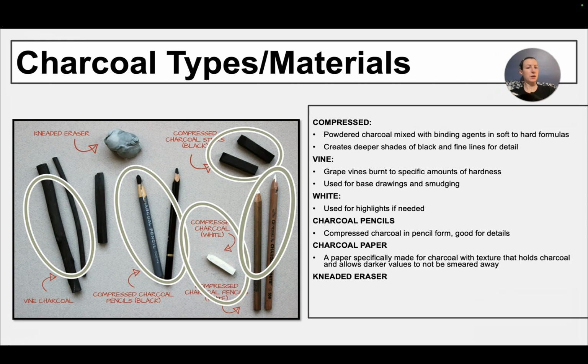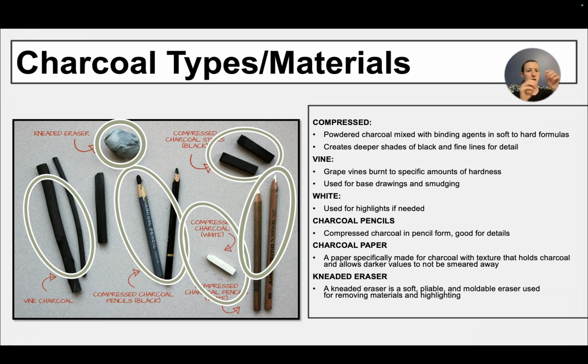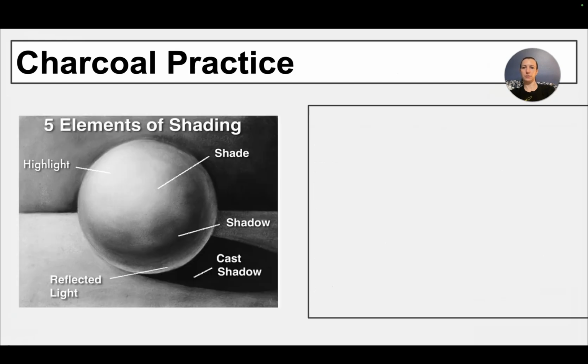Charcoal paper is paper specifically made for charcoal with texture, and it holds the charcoal better and allows your dark values not to get smeared away. So we'll be using some special paper just for charcoal when we start drawing. And last, my favorite is that old kneaded eraser that we've used a little bit before. It's really pliable and soft and moldable, and you can use it not only to erase but also to carve in and take out charcoal to add in those highlights, which is what I really like to do.